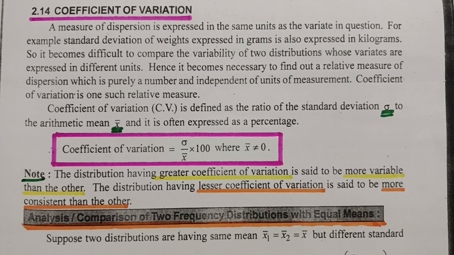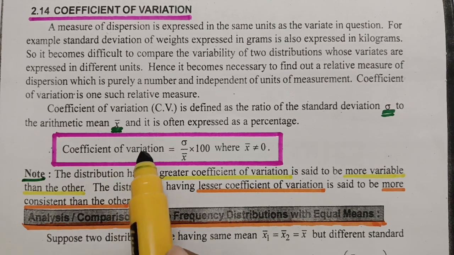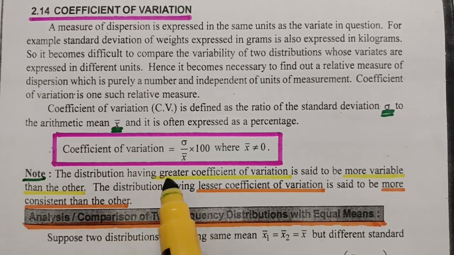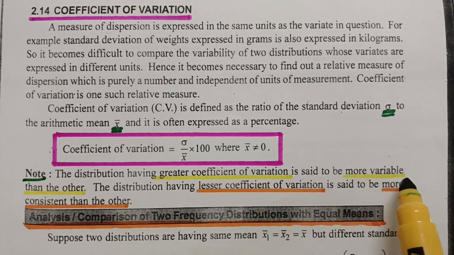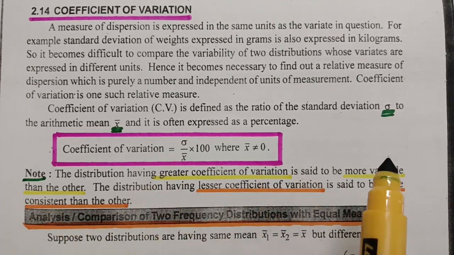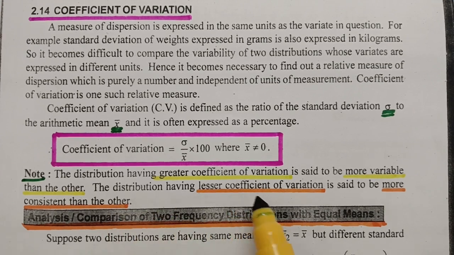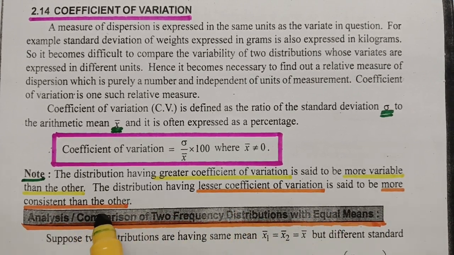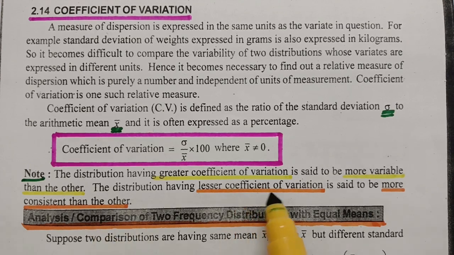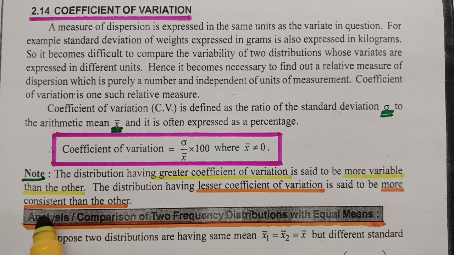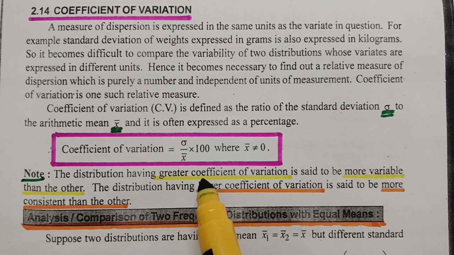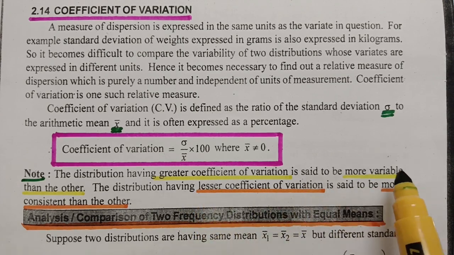So here is a small note for everyone. While comparing between two companies, there will be two means, two standard deviations and two quotients of variation. The distribution having greater quotient of variation is said to be more variable than the other. Among team A and team B, the one having greater quotient of variation is said to be more variable than the other. The distribution having lesser quotient of variation is said to be more consistent than the other. That team is said to be more consistent whichever has the lesser CV.